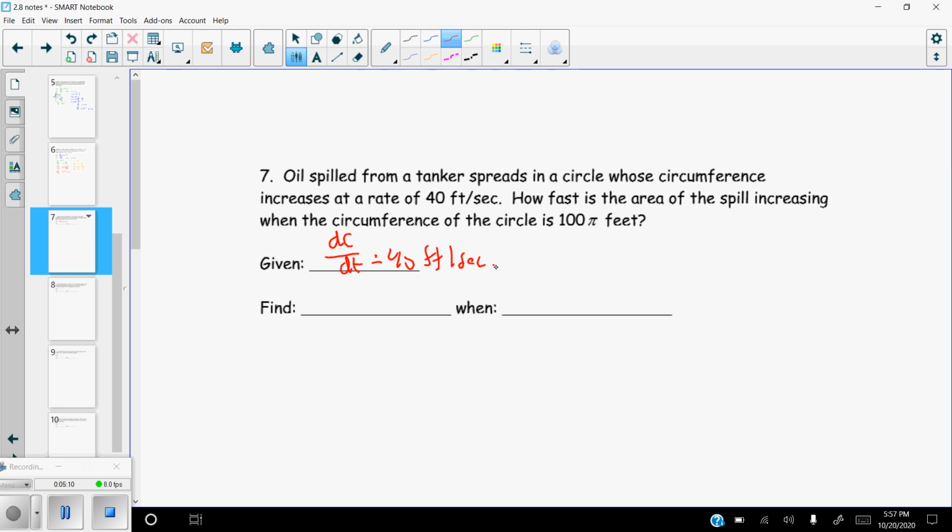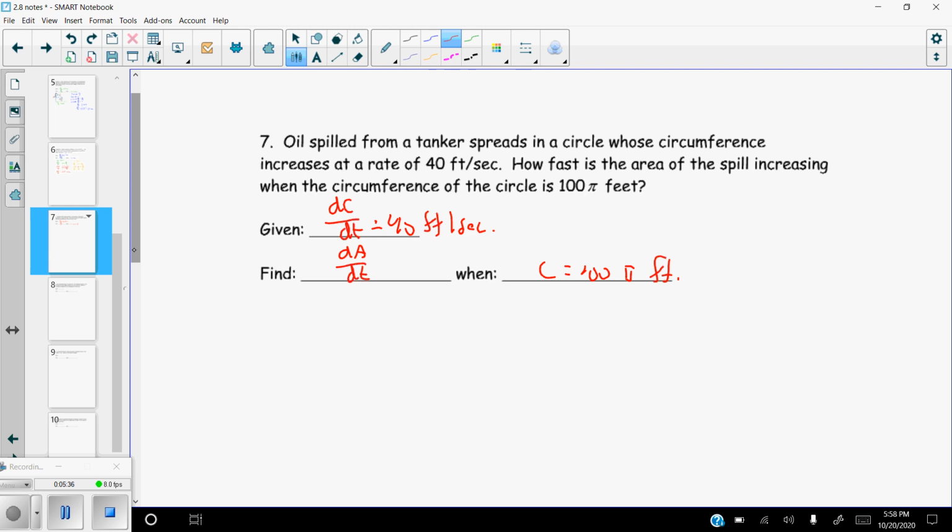How fast is the area of the spill increasing when the circumference is 100 pi feet? So they're telling us the circumference is 100 pi feet. We want to know how fast the area is changing, so that's going to be dA over dt. And it's a circle, which is really nice, that the oil is spreading in a nice perfect circle for us.